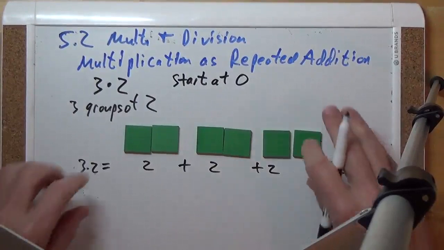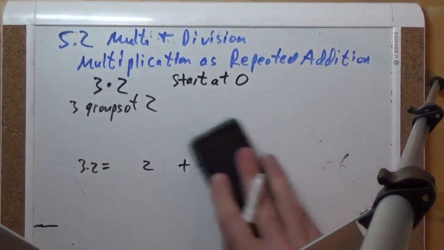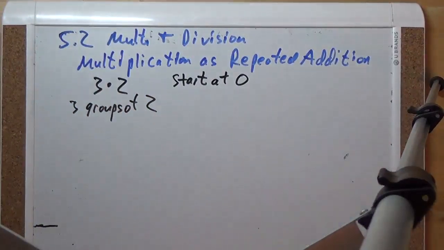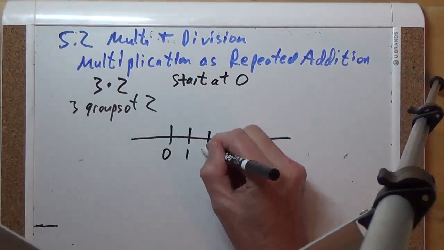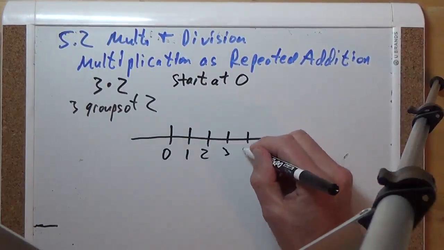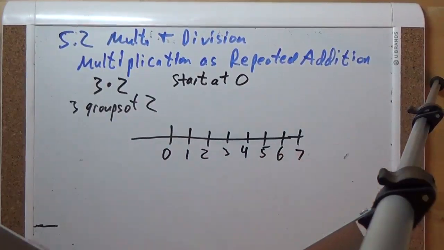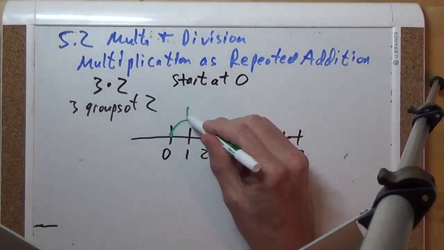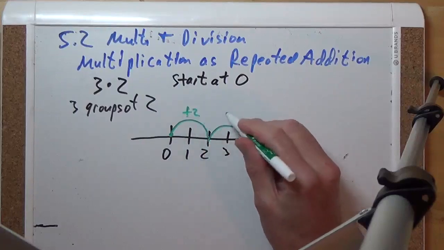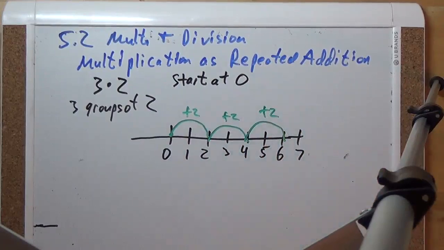Okay, let's tie this to the number line. Same kind of thing, we're starting at 0, and we're going to add 3 groups of 2. You probably saw it as plus 2, plus 2, plus 2. Again, we end up at 6.